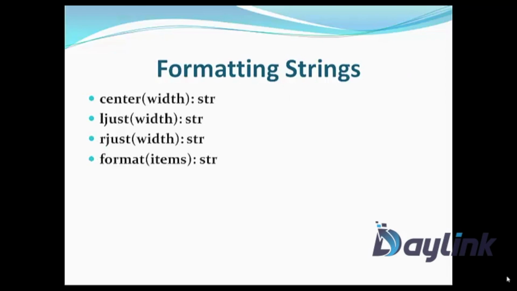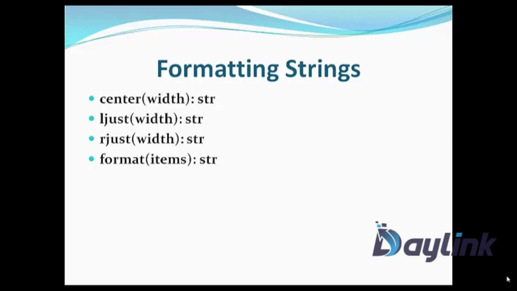Then we see formatting strings. There are many functions for formatting strings. The first one is center. This function returns a copy of the string centered in a field of the given width. The second one is ljust, which returns a string left justified in a field of the given width. The next one is rjust. It returns a string right justified in a field of the given width, and the format function formats a string. Now we do some practical work.